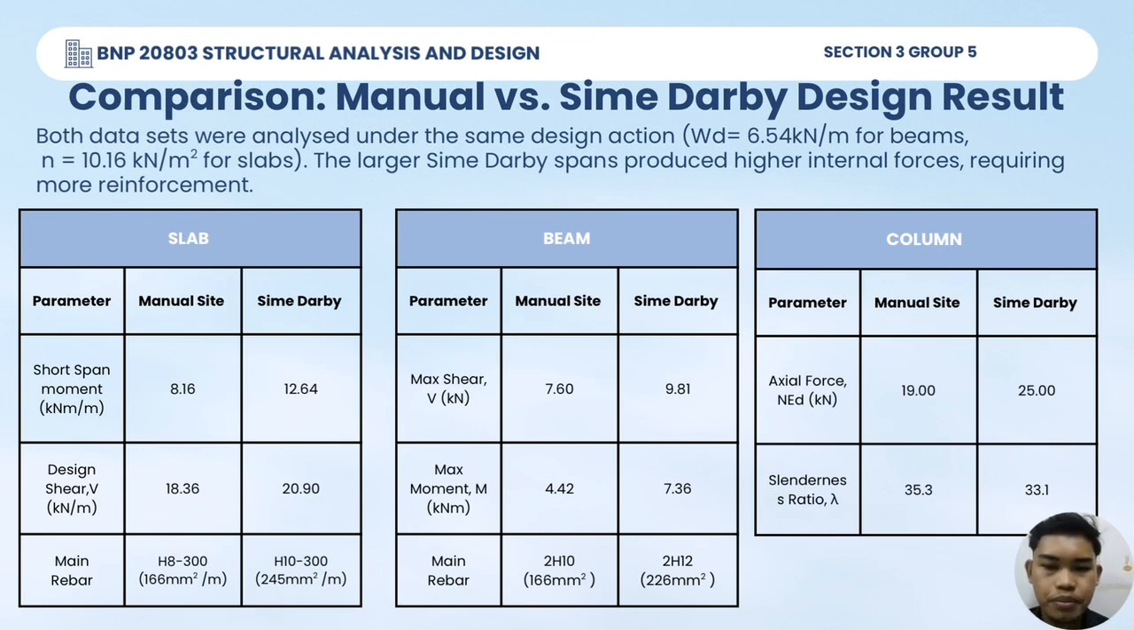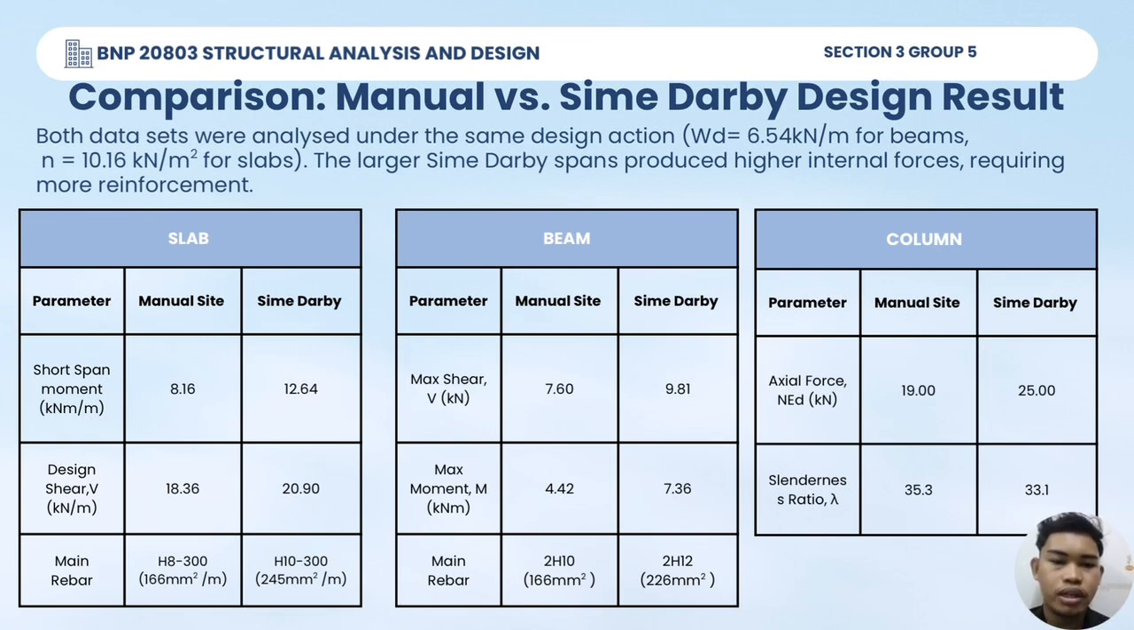Next, for the moment that we get based on the manual side measurement is 7.60 kilonewton, but based on the standard B drawing we get 9.18 kilonewton. Next, for the max moment, the manual side measurement gives 4.42 kilonewton meter, but the standard B is 7.36 kilonewton meter. And lastly is the main rebar. Based on the manual side, the main rebar required is 2H10, which is 166 mm square, but based on the standard B drawing, the main rebar required is 2H12, which is 226 mm square.